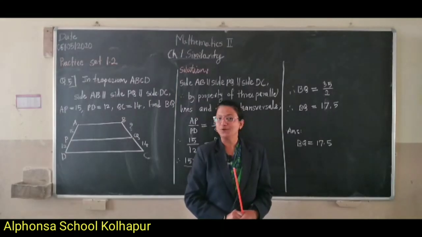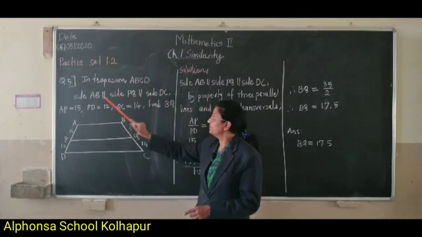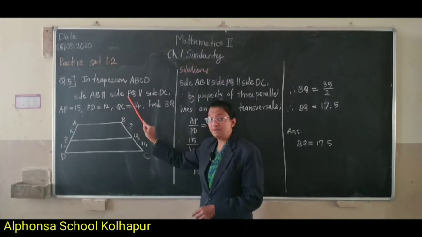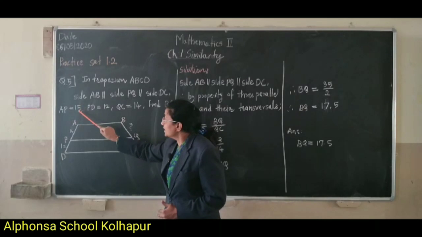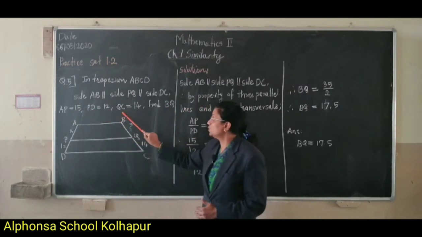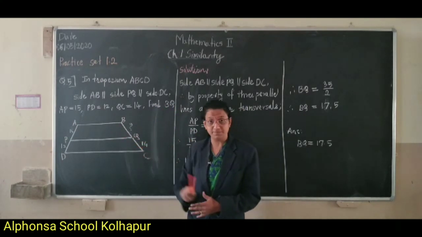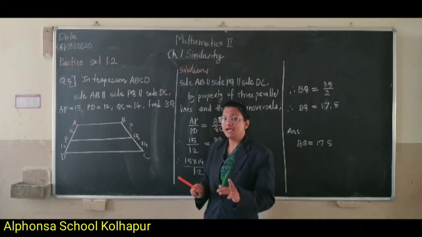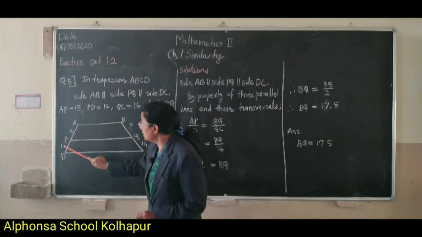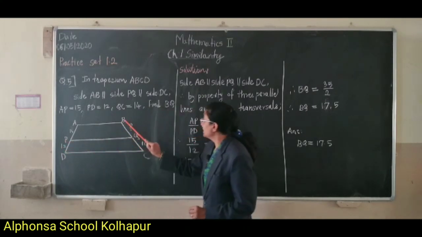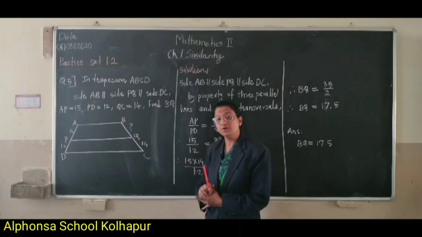Now let us solve question number 5. In trapezium ABCD, side AB is parallel to side PQ is parallel to side DC. AP is equal to 15, PD is equal to 12, QC is equal to 14, find BQ. Now they have given the diagram of the trapezium. For understanding purposes, I have written the measures. See, AP is 15, PD is 12, BQ they have asked us to calculate, and QC is equal to 14.